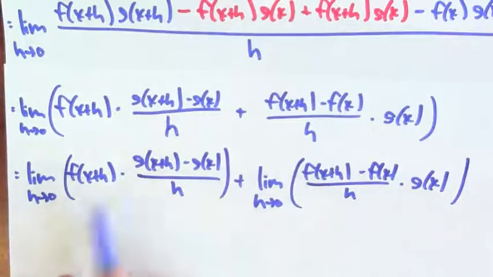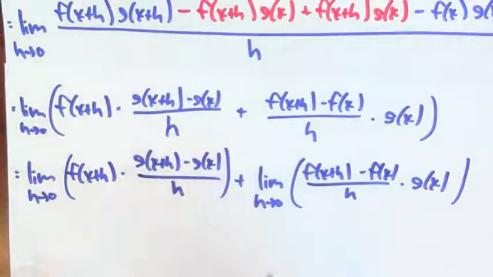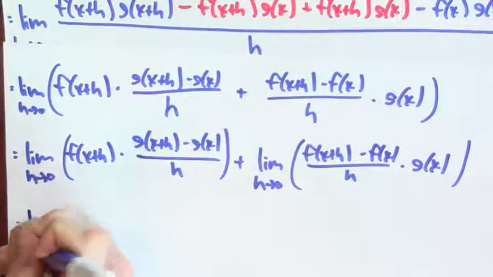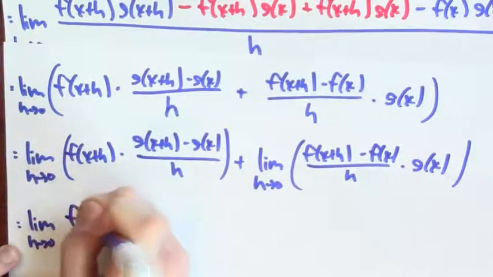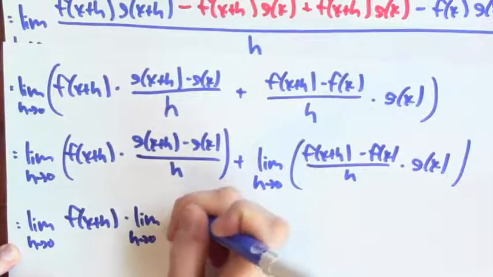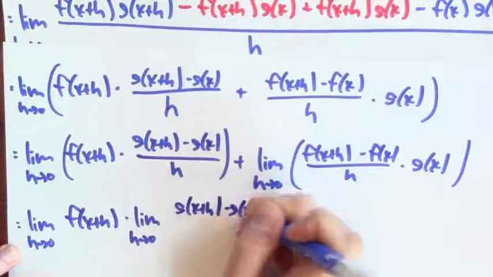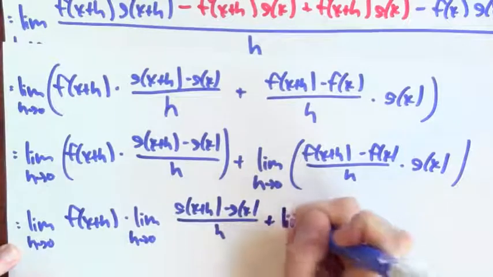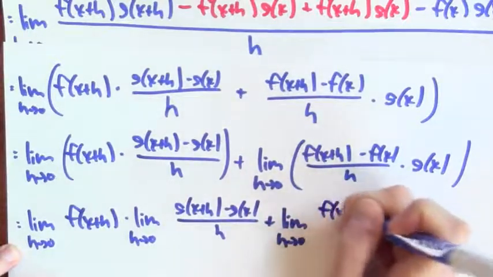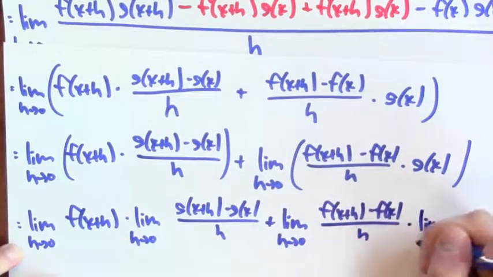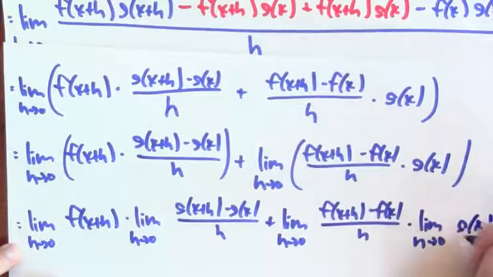Now what do I have here? I've got limits of products, which are the products of limits provided the limits exist. And they do. We'll see. So let's rewrite these limits of products as products of limits. This is the limit as h goes to 0 of f of x plus h times the limit as h goes to 0 of g of x plus h minus g of x over h. You might begin to see what's happening here, plus the limit as h goes to 0 of f of x plus h minus f of x over h times the limit as h goes to 0 of g of x.